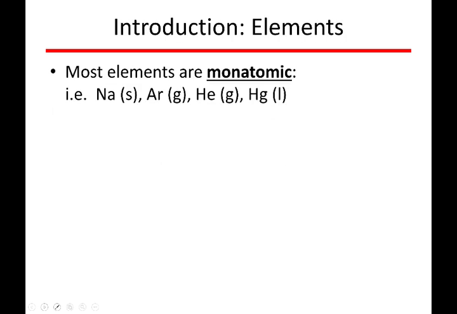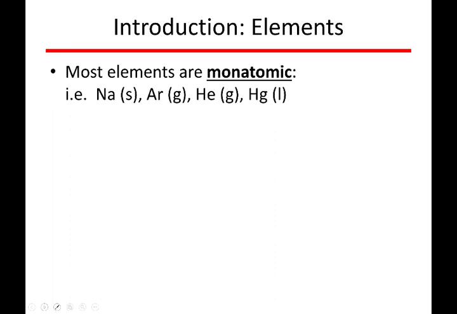Now, let's talk a little bit more about elements. So most of the elements that we deal with on planet Earth are monatomic in nature. For example, sodium or argon or helium or mercury. These are all monatomic elements, meaning that they're composed of single atoms. If you had a chunk of sodium and you were to zoom in on it very, very closely with a very high-powered microscope, you would be able to actually see individual sodium atoms.